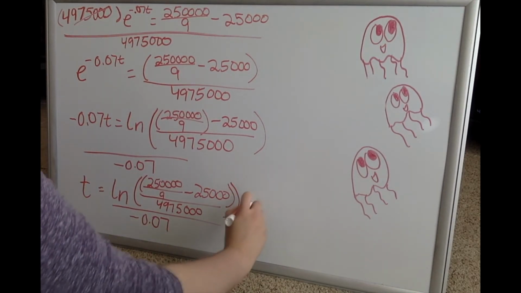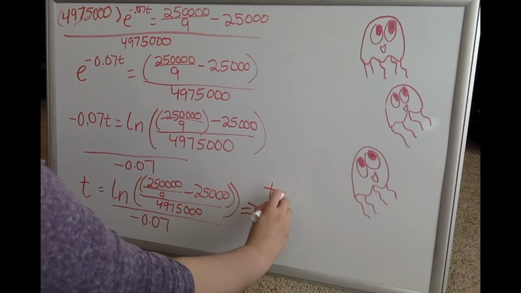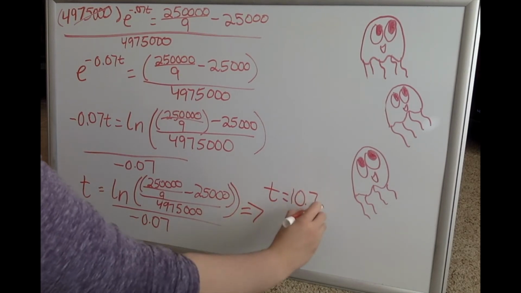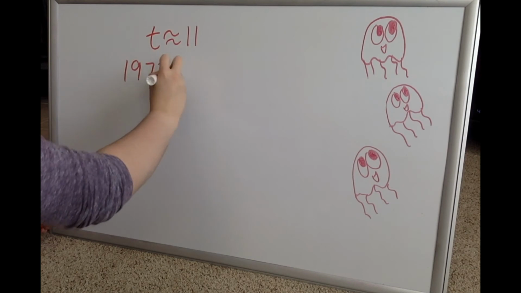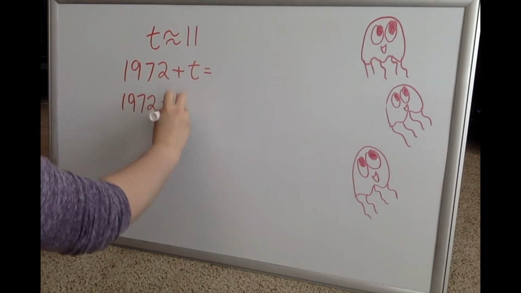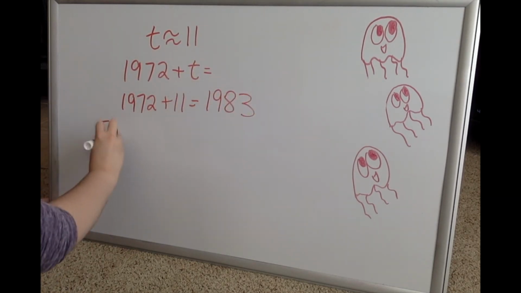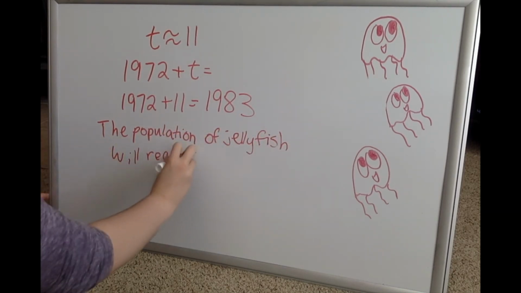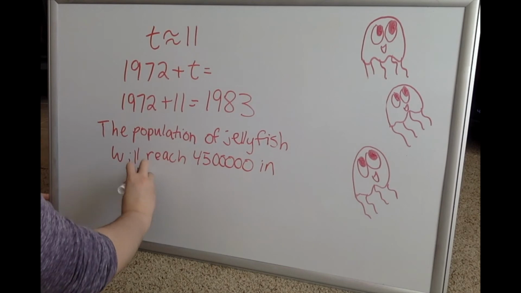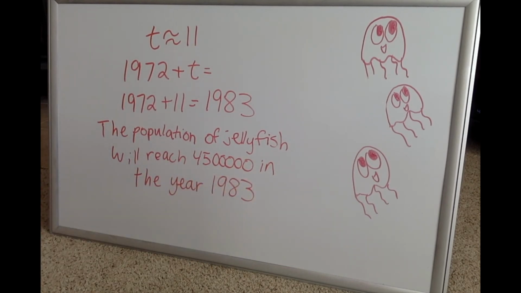After this is all calculated out, t is equal to 10.70076 years, which can be approximated up to 11 years. T is approximately 11, so you take 1972 plus 11 years equals 1983. Therefore, the population of jellyfish will reach 4.5 million in the year 1983.